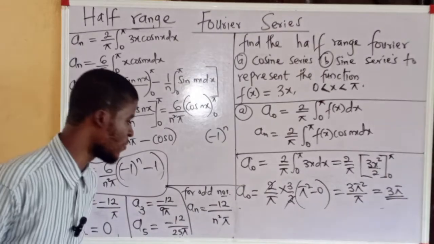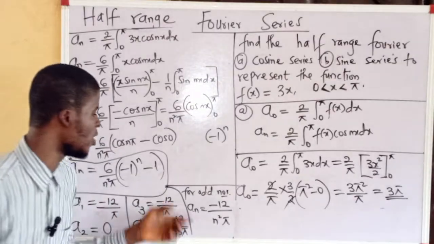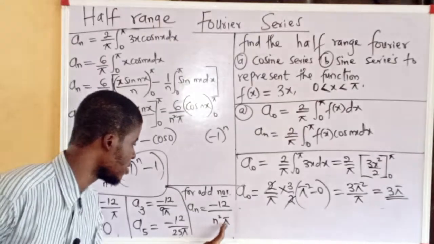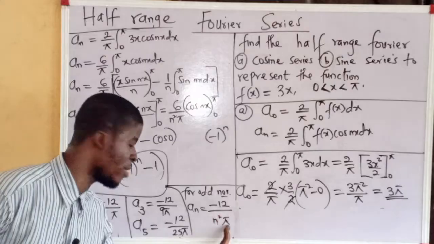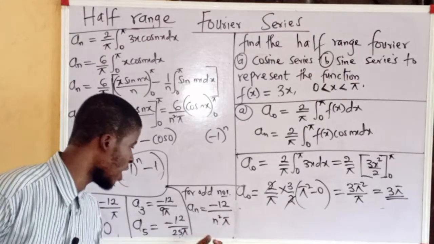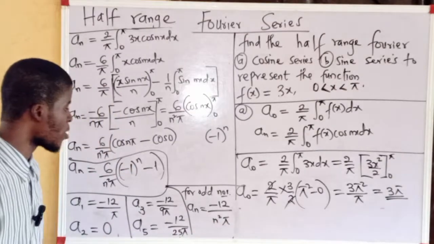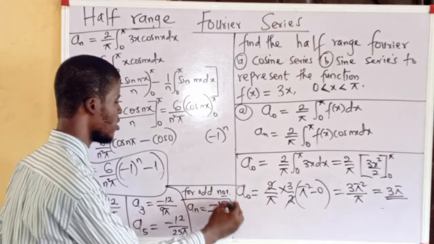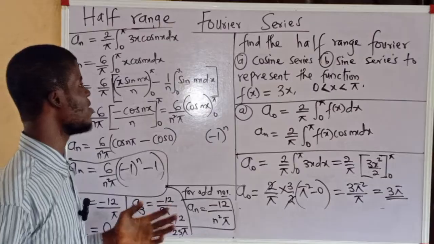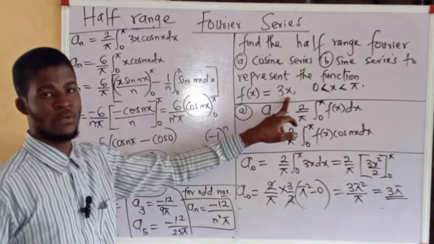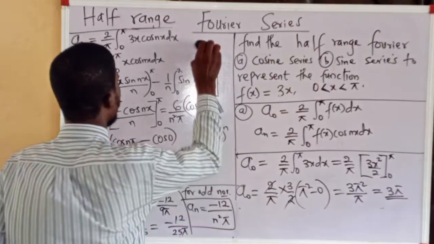So the only difference is just for us to be plugging n. When n equal to 1, this will be 1 times pi, which is pi. When n equal to 3, it will be 9 pi. When n equal to 5, it will be 25 pi. That's just it. So for odd numbers, this is our a sub n. So this is what we need now to determine the Fourier cosine series of this function. Let's write it.